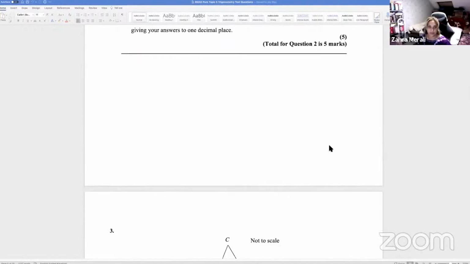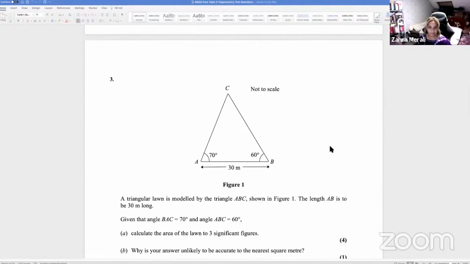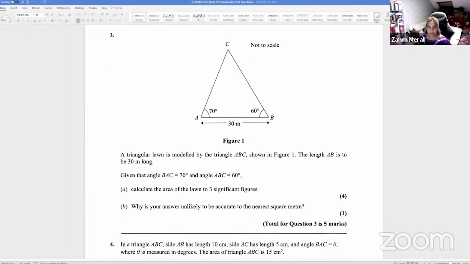Right, question 3. Right, so we know we've got 80. Calculate the area of the lawn to 3 significant figures. Now, to use the area, half AB sine C, we need another side. We've got two angles. We know it's a triangle, so we can therefore find the final angle. So 180 minus 70 minus 60 is going to give me 50.